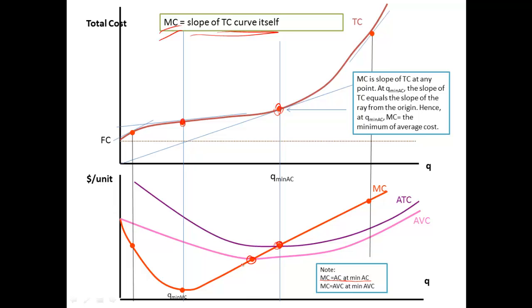Let me say it again because I think it's kind of important. MC is the slope of TC at any point. At Q min AC, the slope of TC equals the slope of the ray from the origin. Hence, at Q min AC, MC equals the minimum of average cost. Now you can make a similar argument about variable cost to get to the result that MC crosses AVC at the min of AVC. But the diagram's already a little busy, so we won't try to do that.